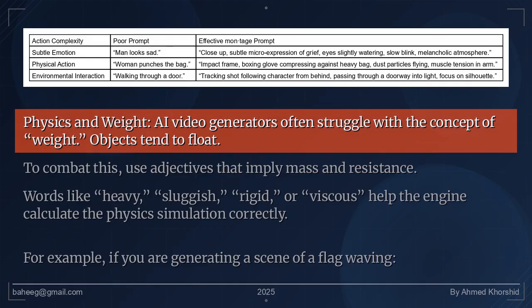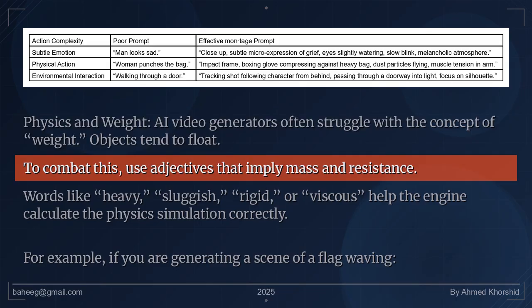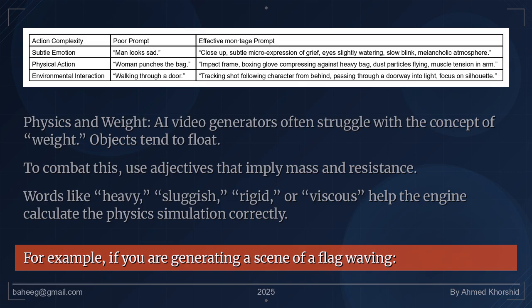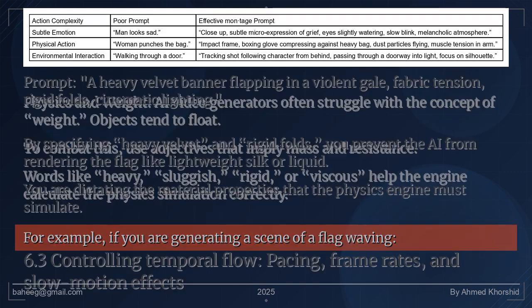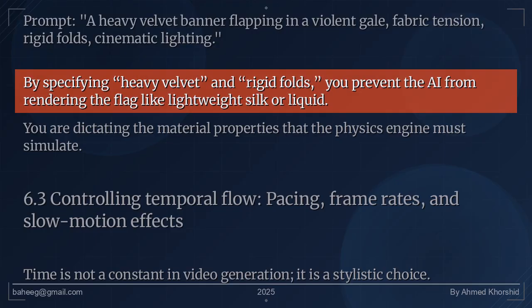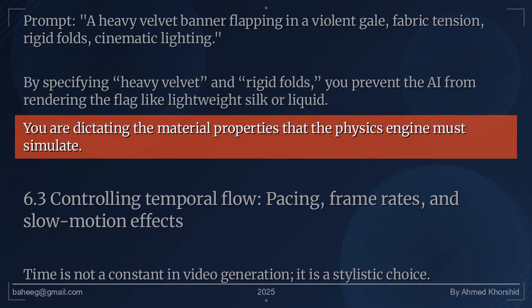Physics and weight. AI video generators often struggle with the concept of weight. Objects tend to float. To combat this, use adjectives that imply mass and resistance. Words like heavy, sluggish, rigid, or viscous help the engine calculate the physics simulation correctly. For example, if you are generating a scene of a flag waving. Prompt: a heavy velvet banner flapping in a violent gale, fabric tension, rigid folds, cinematic lighting. By specifying heavy velvet and rigid folds, you prevent the AI from rendering the flag like lightweight silk or liquid. You are dictating the material properties that the physics engine must simulate.